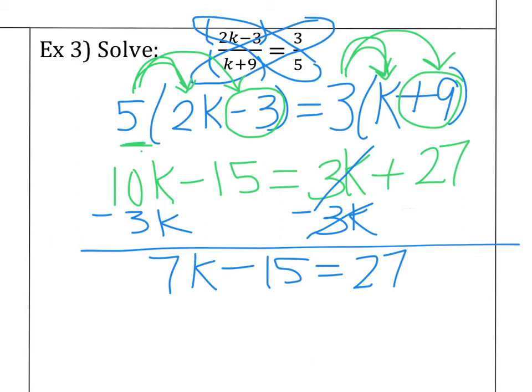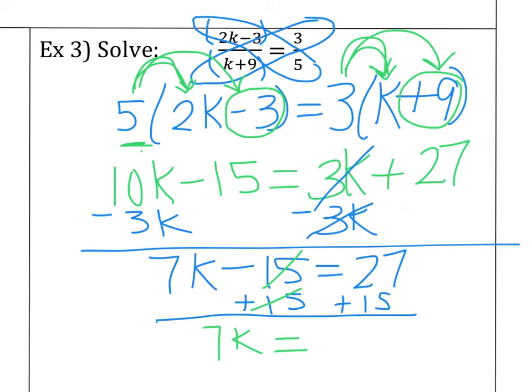Continuing to solve, we're going to add 15 to both sides. Draw my line here, keep it nice and organized. I'm going to bring down that 7k, negative 15, positive 15, that's out of there. 27 plus 15, that would give you 42. Now, the last step, we're going to divide both sides by 7. So we get k is equal to 42 divided by 7. That is one of the hardest multiplication facts for people to remember, I feel like. 42 divided by 7 is 6.